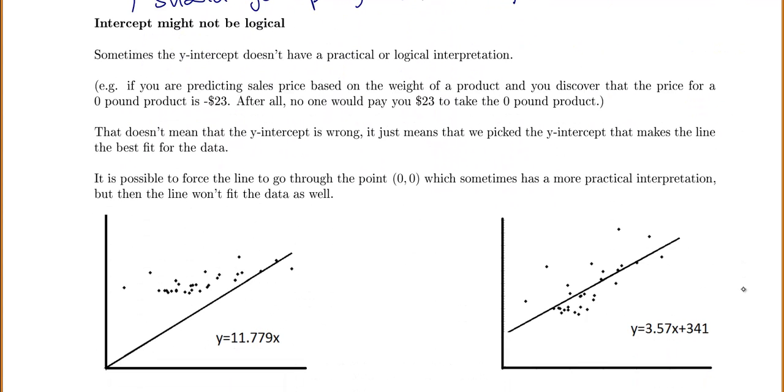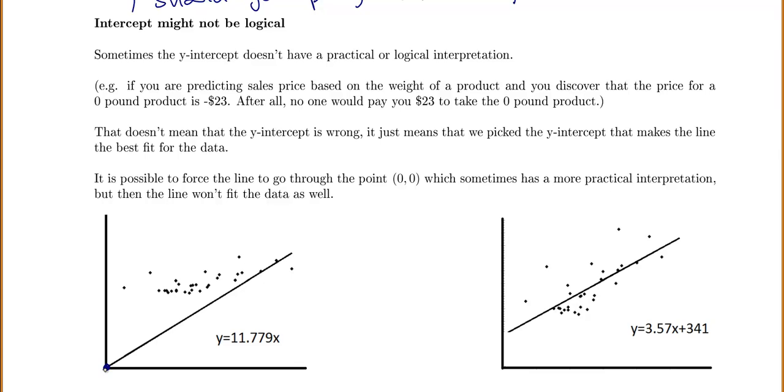The next point we want to make is that your intercept might not be logical. We already saw this in our last video. For example, if you were predicting sales price based on the weight of a product and you discover that the price for a 0 pound product is negative $23, this doesn't make sense because no one's going to pay you $23 to take the 0 pound product. This doesn't mean that your y-intercept is wrong, it just means that we picked the y-intercept that makes our line the best fit for the data. It is possible to force a line to go through the point 0, 0.